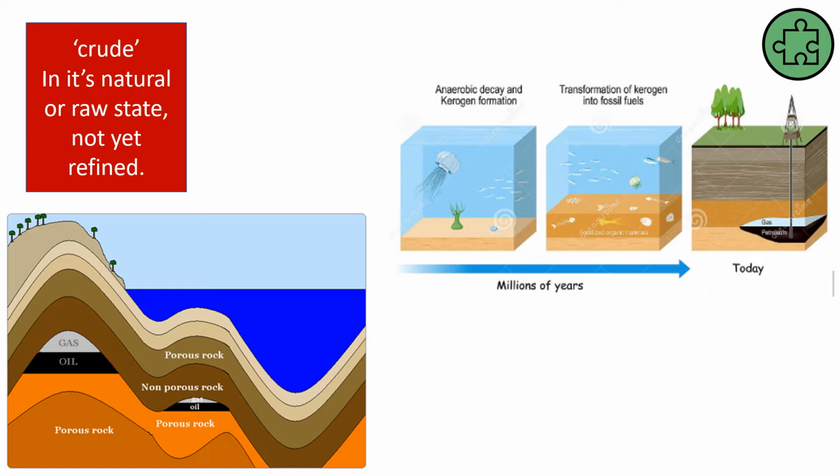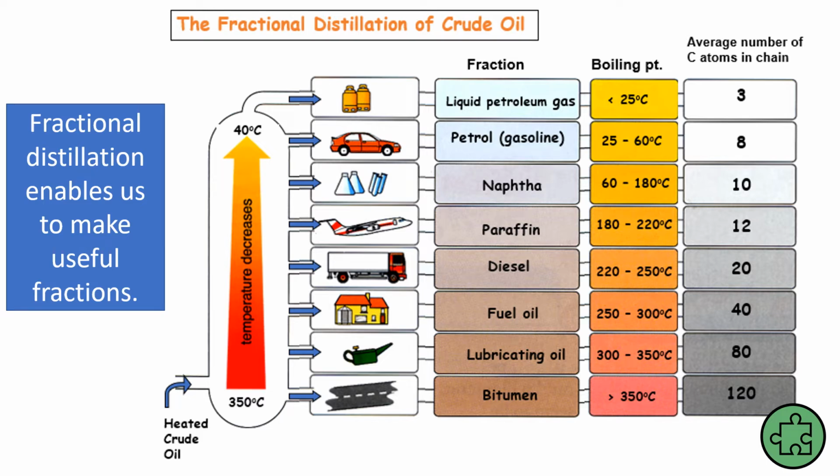But the whole point is anything that comes from crude oil, whether it be petrol or diesel or plastics, is considered a finite resource because we cannot make any in a decent time scale. Crude oil itself is pretty useless. We can't really use it for anything, but within the mixtures that are in crude oil are extremely useful products that we call fractions. And you would be expected to know some of these fractions and roughly where they appear on this diagram.